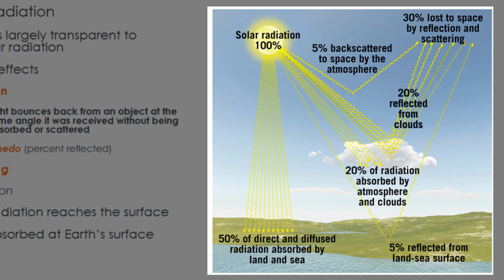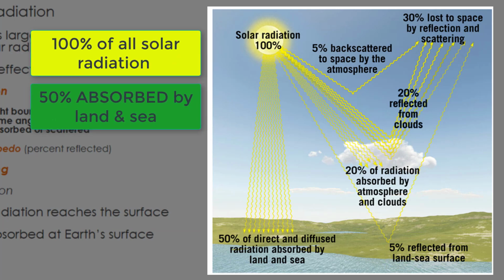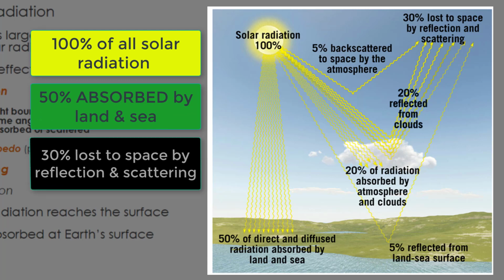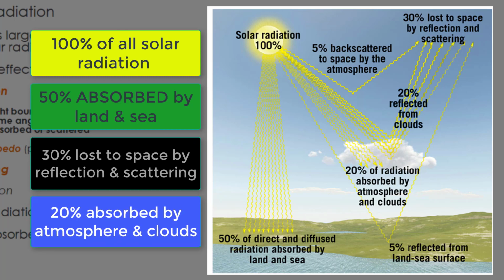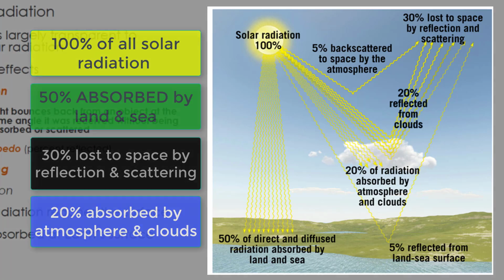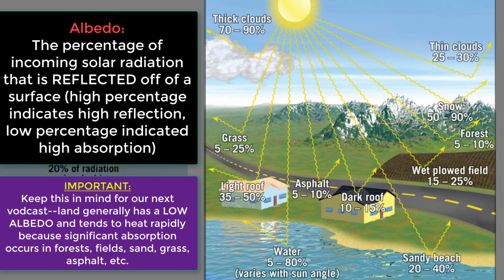So let's do a little bit of bookkeeping at this point. Of all of the solar radiation that enters Earth's atmosphere, about half of it will be absorbed by the land and the sea. About 30% will be lost back to outer space by reflection and scattering, and about 20% of that incoming solar radiation will be absorbed by the atmosphere and clouds. Okay, our final consideration in this vodcast will be the picture you see to the far right of this slide.